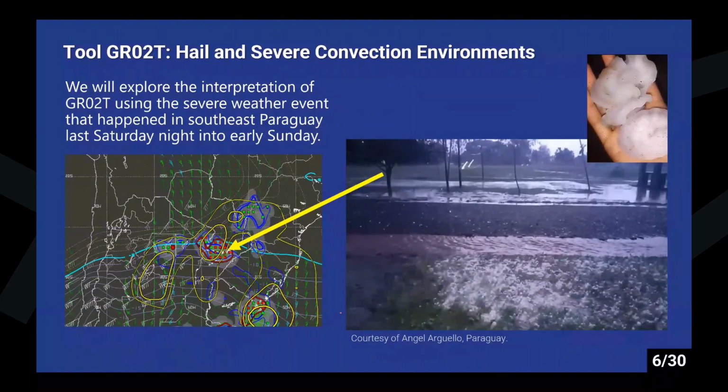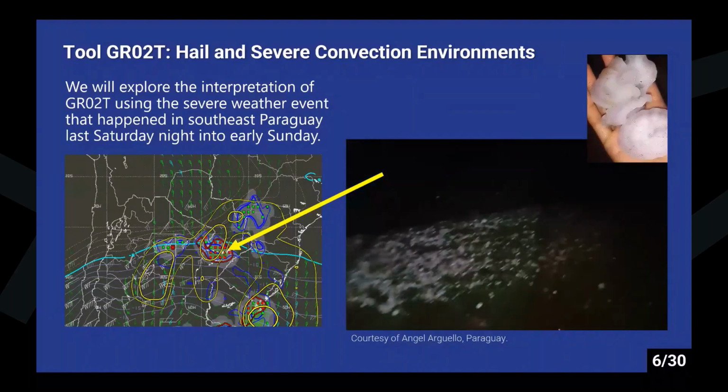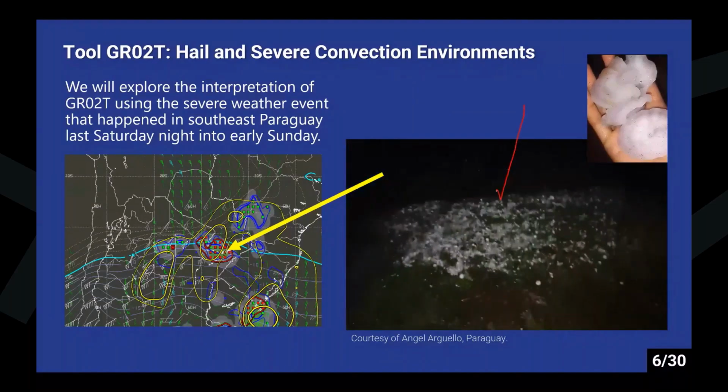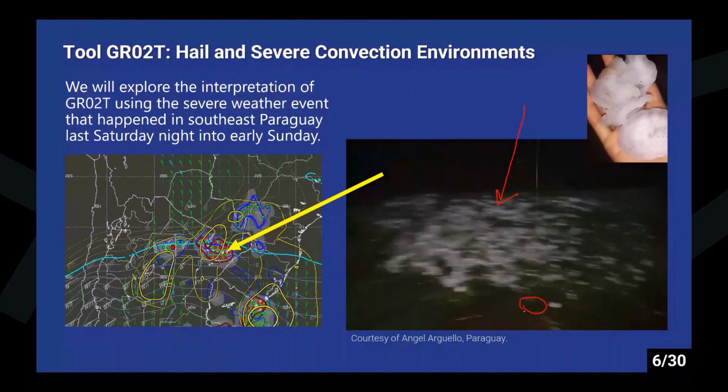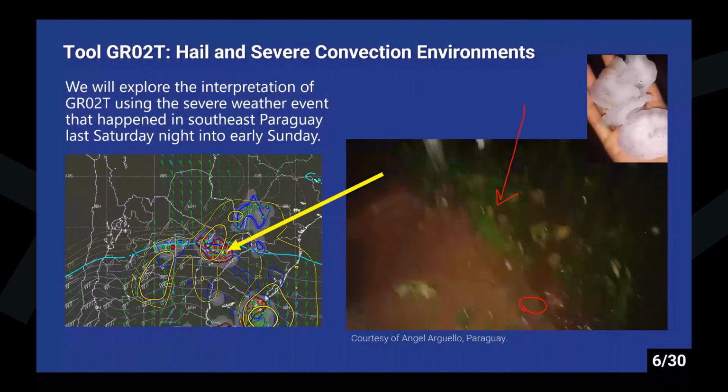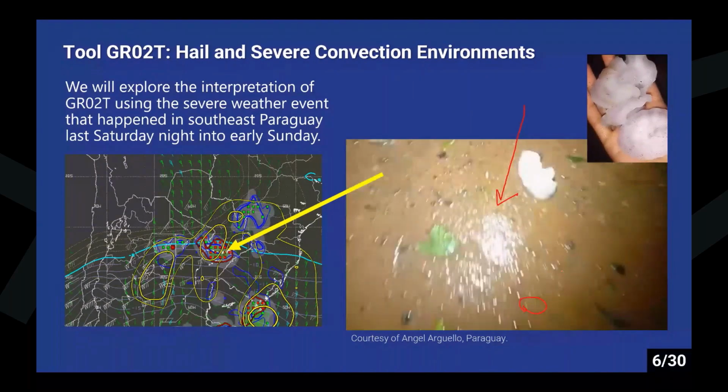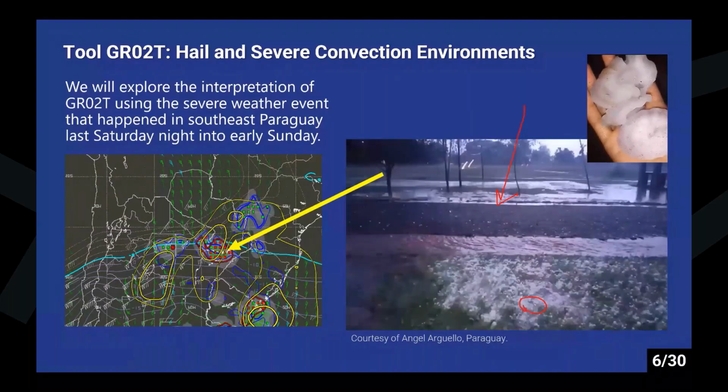As you can see, I'm just putting a video showing the hail. You can see hail of different sizes. You have large hail and small hail. So they got all sorts of hail, and it happened in this part of Southeast Paraguay during Saturday and Sunday. So this is the output of the algorithm. There's a lot of things on the output, but hopefully you can understand everything that is plotted in the graphic by the end of this presentation.